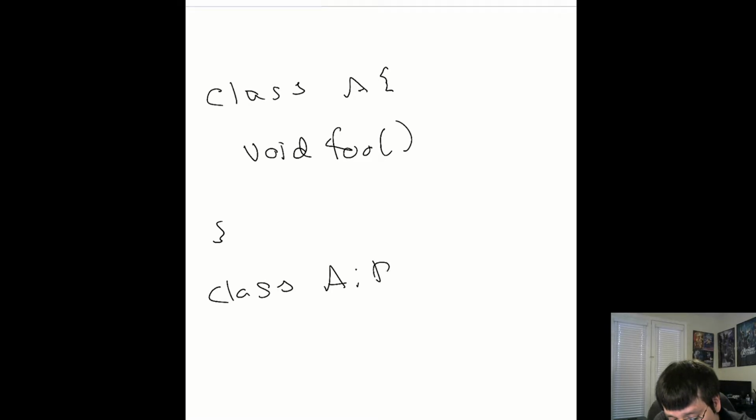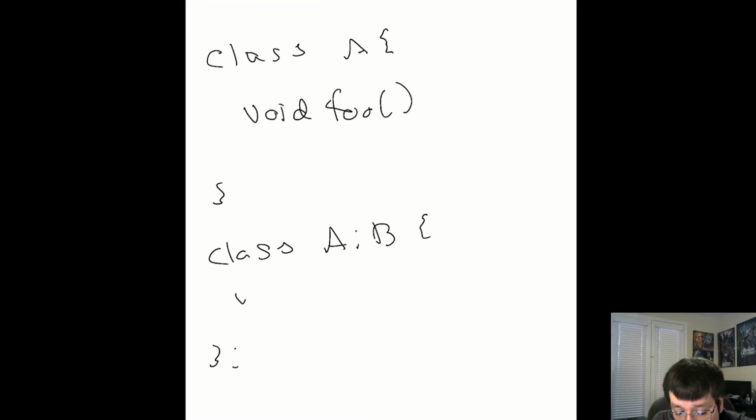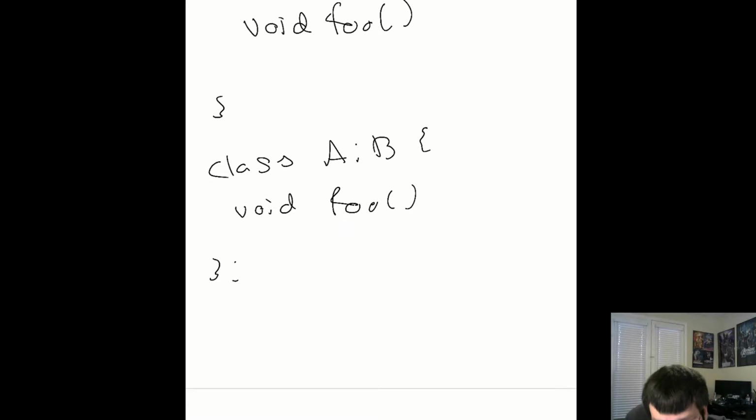So class A inherits; we forget about public and protected for now. If I write in the derived class the same function, return type, function name, and same number of parameters, this will actually replace the function. So when I say b.foo, like this, it's actually going to run this code.